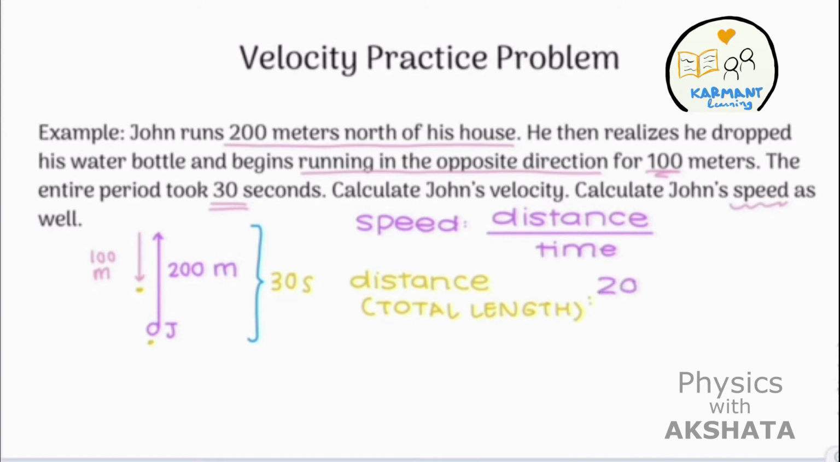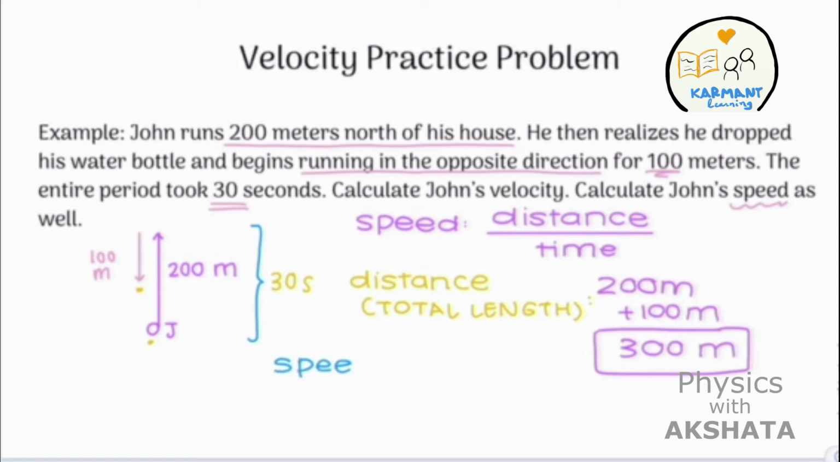So we have to add up everywhere that John traveled. First he went 200 meters, then he went back 100 meters. Notice that we're just adding the distances, we're not subtracting like we did for the velocity. This is because distance always has a positive magnitude. So now we see our distance is 300 meters, and we can move on to calculate the speed.